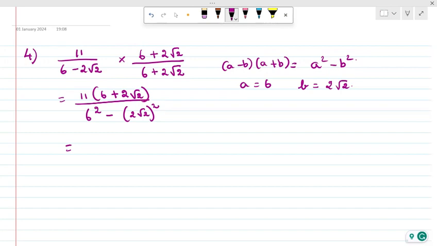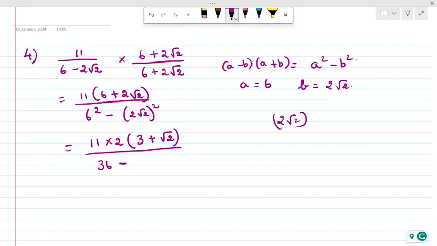Now, in the numerator, we have here 6 and 2. That means we can take 2 outside, common. So, 11 into 2. If we take out 2, it will become 3 plus root 2. Divided by 6 square is 36. Minus 2 root 2 the whole square. How to do this? 2 root 2 the whole square will be 2 into 2 into root 2 into root 2. 2 into 2 is 4. Root 2 into root 2 is 2. So we have 8. So 36 minus 8.